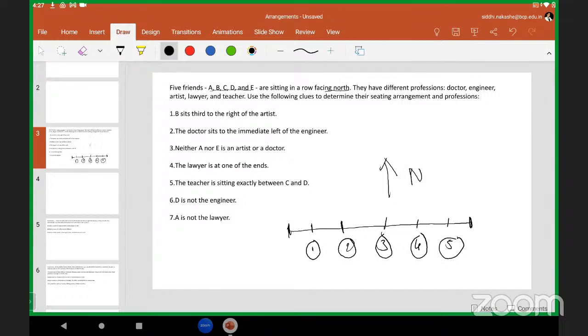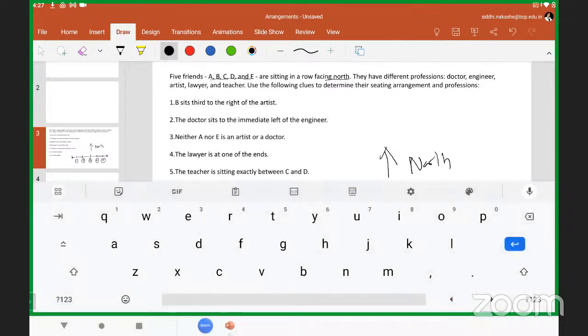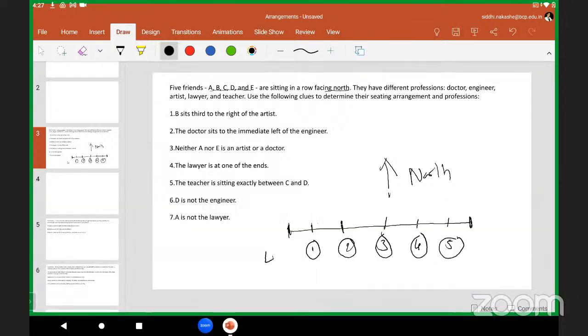Always consider yourselves sitting towards north, and this is left, and this is right. Now let us start with the given condition. What they have given here is one more set, so one more condition. These are condition based arrangements. They have given different professions: doctor, engineer, artist, lawyer, and teacher. Now with this they have given some arrangements again.